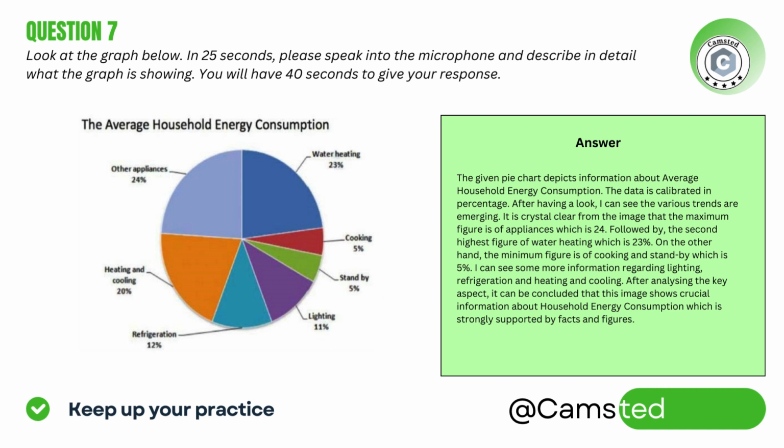Followed by the second highest figure of water heating, which is 23%. On the other hand, the minimum figure is of cooking and standby, which is 5%. I can see some more information regarding lighting, refrigeration, and heating and cooling. After analyzing the key aspect, it can be concluded that this image shows crucial information about household energy consumption, which is strongly supported by facts and figures.